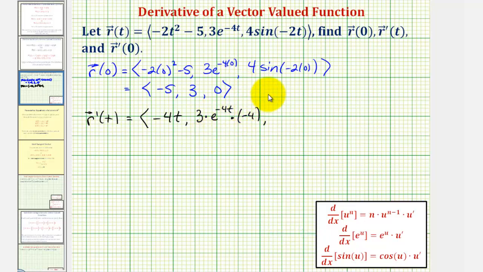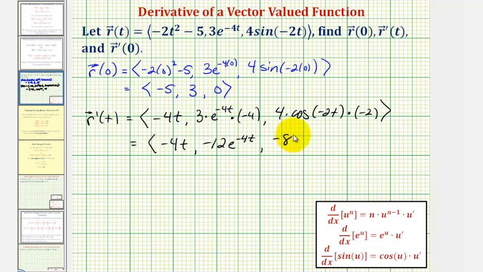The z component would be the derivative of 4 sine of negative 2t, which would be 4 times cosine negative 2t times the derivative of negative 2t, which is negative 2. Now let's go ahead and simplify this. So the x component is negative 4t. The y component would be negative 12 e to the negative 4t. And the z component would be negative 8 cosine negative 2t.